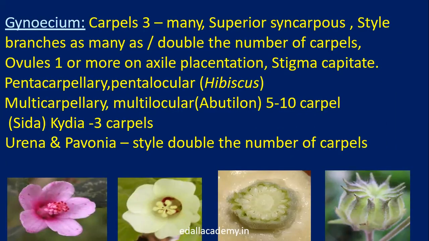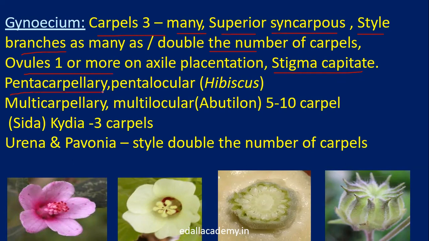Gynoecium. The innermost whorl of the flower is called the gynoecium. Gynoecium consists of how many carpels? 3 carpels to many carpels. Ovary is superior. Ovary is present above the floral parts such as calyx, corolla, and androecium. Carpels are united, so it is called syncarpous. Style with branches as many as double the number of carpels. Ovules 1 or more on axile placentation. Stigma capitate. Stigma with rounded structures is called capitate.